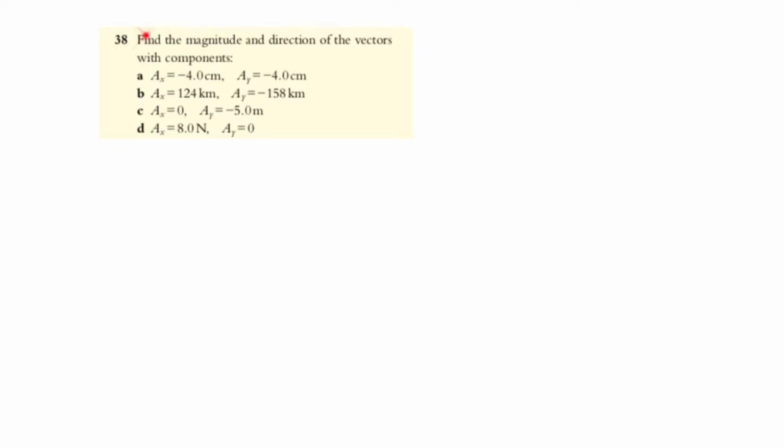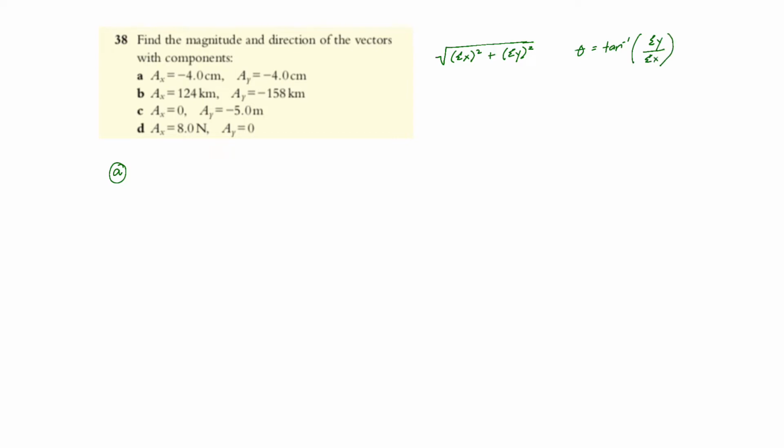Number 38. Find the magnitude and direction of the vectors with components. Letter A, AX equals negative 4 cm and AY is negative 4 cm. So for letter A, we all know that the general formula would be the square root of the summation of x squared plus the summation of y squared, and for the angle, that would be the arctan of the summation of y over the summation of x.